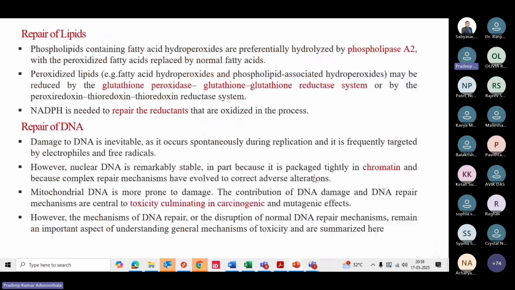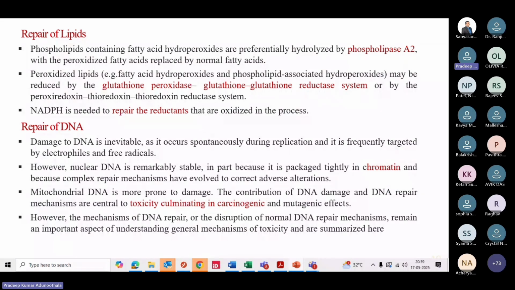Yeah. So coming to the repair of lipids, phospholipids which contain fatty acid hydroperoxides are generally hydrolyzed by phospholipase A2, with the peroxidized fatty acids replaced by normal fatty acids. These peroxidized lipids may be reduced by the glutathione peroxidase, glutathione reductase system, and they repair the lipids. The NADPH is needed to regenerate the reductants that are oxidized in the process.